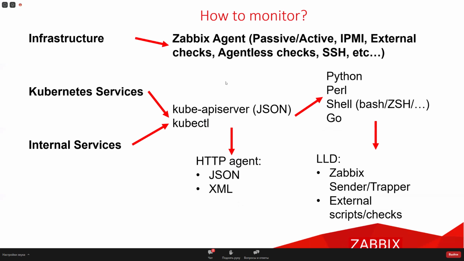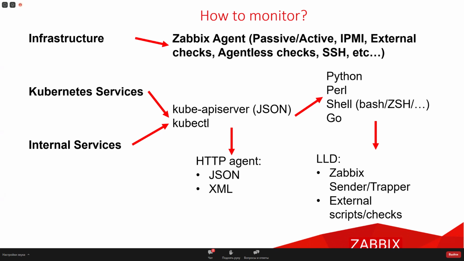So how do we do it? This is essentially the slide where we talk about our plan of monitoring all of these components. Infrastructure should be quite clear. Zabbix agent, IPMI, SNMP, SSH, whatever else. But what about those other components? So we can use kube API or kubectl for internal services and Kubernetes services. What we can do with them, we can maybe obtain them via the HTTP agent in JSON or XML.